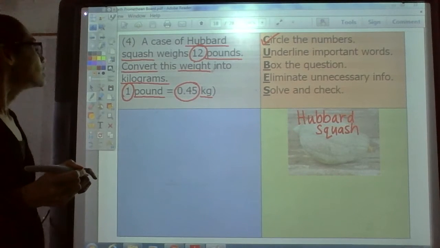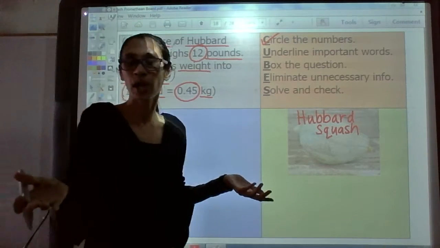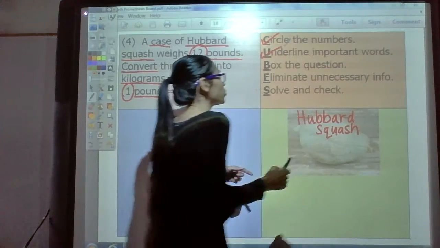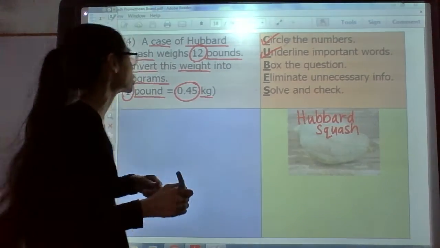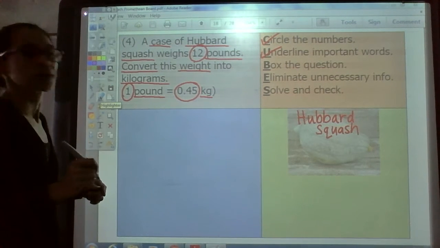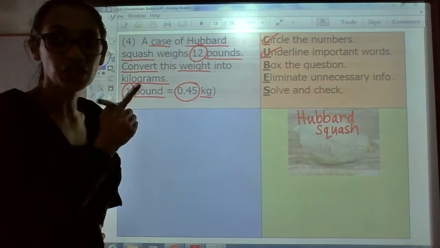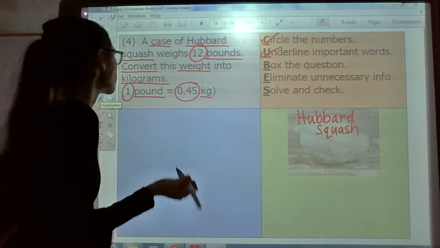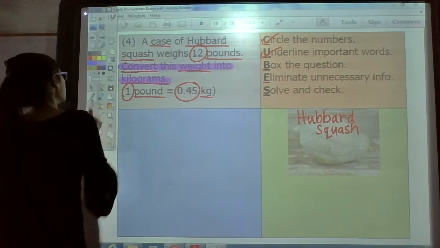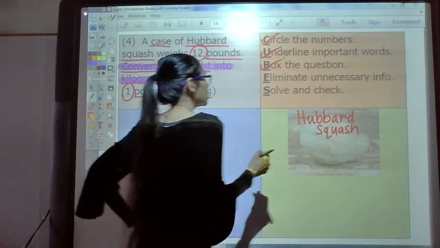What else do you see? Case. A case means like a box, okay? That means we need to put that in a box. We'll do that in a second. We're done with that U step. The next step is the B step, to box the question. What is the question? Do you see the question? I am going to highlight the question. There is no question. What do we need to do? We need to convert the weight into kilograms. So even though it doesn't have an exact question, it tells you what the problem wants you to do. We're done with that step.